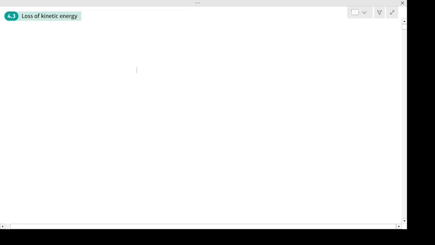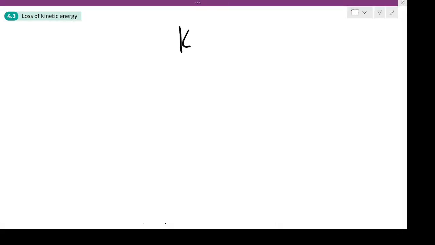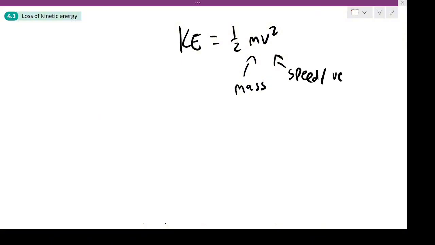Hello, and in this video we're going to be looking at kinetic energy. Before we get stuck in, I want to remind you that the formula for kinetic energy is a half mv squared. So we can calculate the kinetic energy of an object by doing half times its mass times its speed or velocity, they work the same way here, squared.